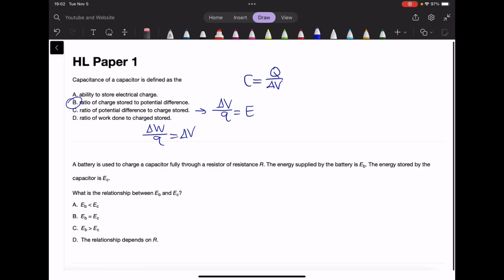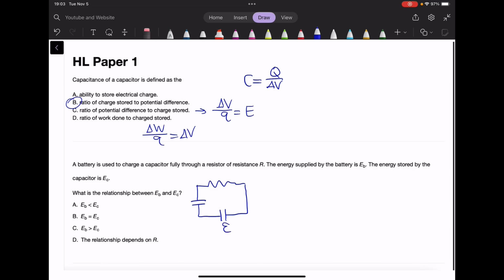A battery is used to charge a capacitor fully through a resistor of resistance R. The energy supplied by the battery is E sub B. The energy stored by the capacitor is E sub C. What is the relation between E sub B and E sub C? So we have an RC circuit, and both of them are connected to a battery.